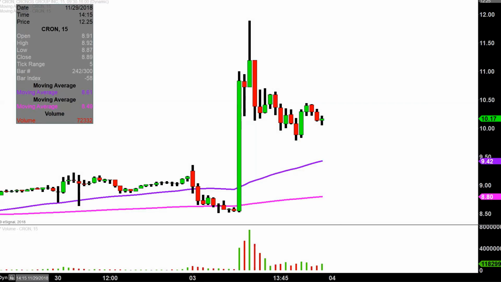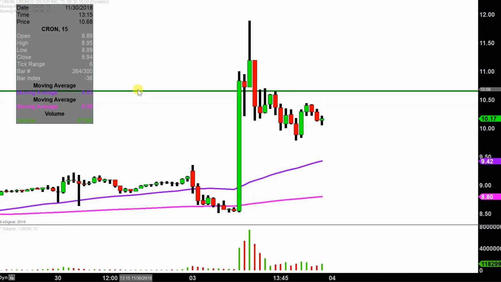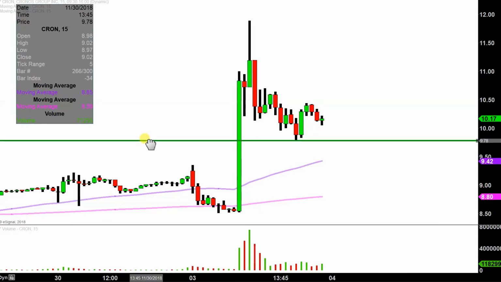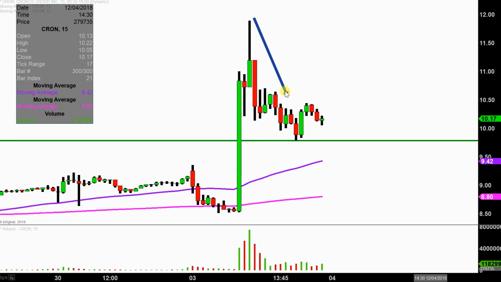First area of support that stands out is where the pullback finally stopped today, and that was right here at $9.80. It always gets a little bit fuzzy when a price makes a great move and then starts to pull back and pull back and pull back. And then it brings up the question of, is this thing about to crash? Is this thing going right back to where it started?